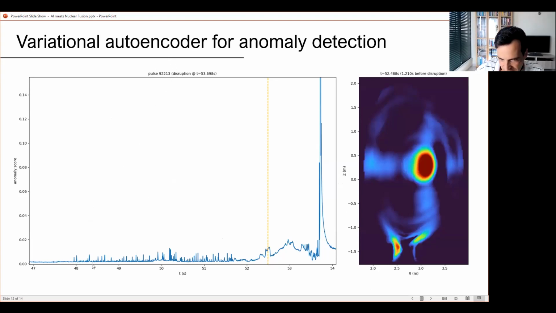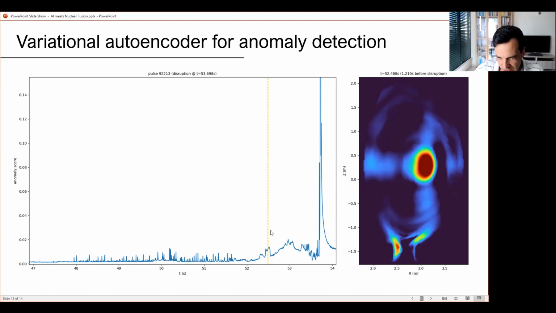There are a few events during the experiment. These are called ELMs, but I will skip those details. There are a few events during the experiment that the model has a little bit of trouble reconstructing, right? So what you have here is the error, the difference between input and output. And the difference between input and output is a little bit larger for certain events.